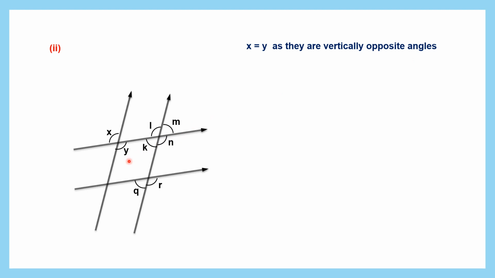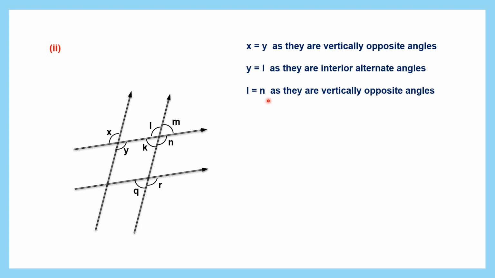Now let's take Y. If you take Y and L, can you see that they are interior alternate angles? Interior alternate angles are equal because these are parallel lines. So let's write that Y is equal to L as they are interior alternate angles. Now let's look at L and N. They are vertically opposite each other. So because these are parallel lines, vertically opposite angles will be equal. So L is equal to N as they are vertically opposite angles.